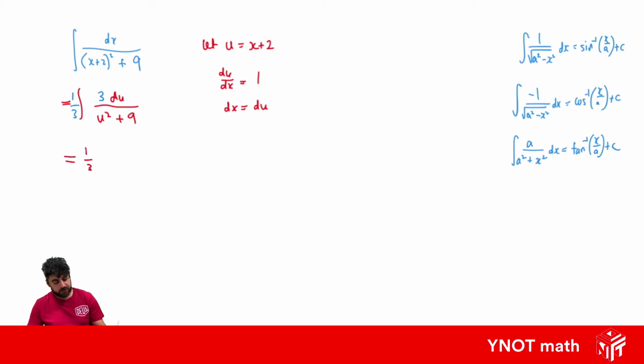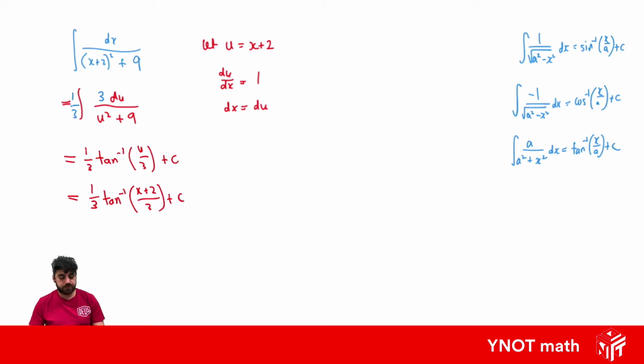So we're just going to get a third of the inverse tan of u over a, a is equal to 3, plus a constant, but now we just need to put everything back in terms of x, and u equals x plus 2. So we know the final answer here is going to be a third of the inverse tan of x plus 2 all over 3 plus a constant.